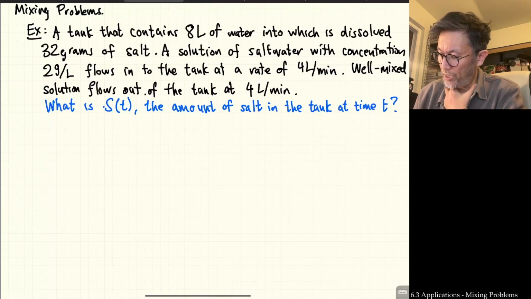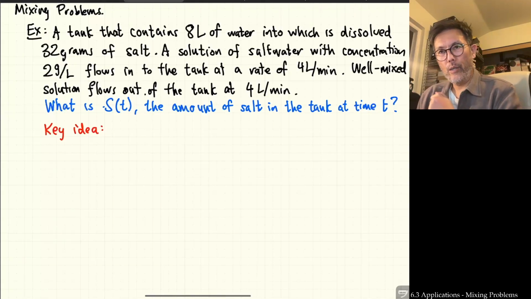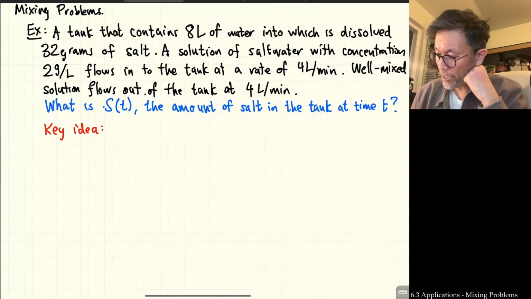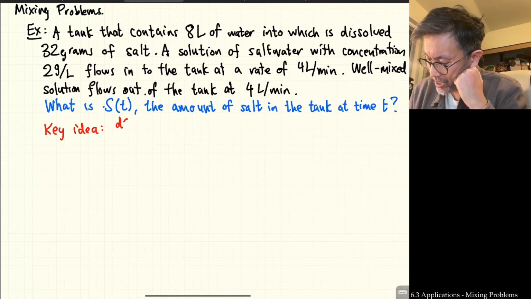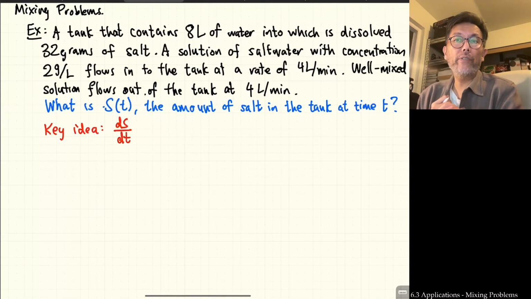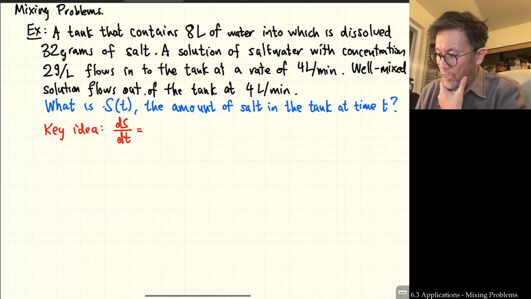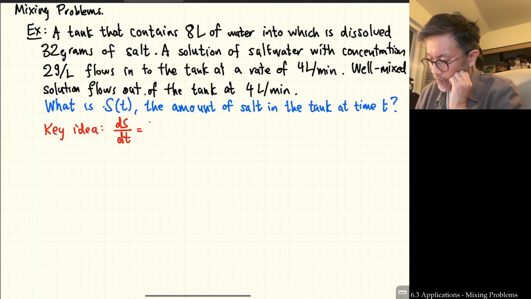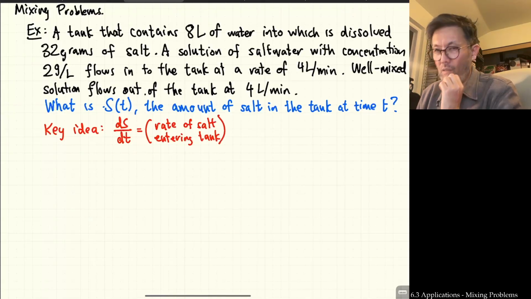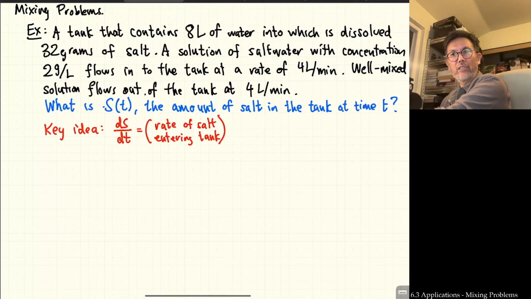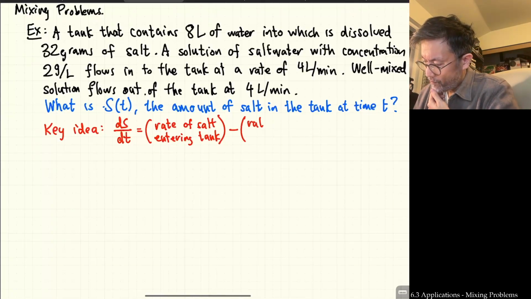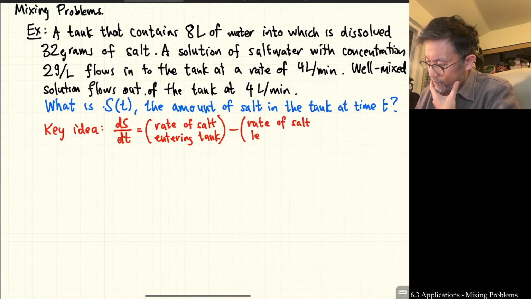First, we're going to write down a differential equation. So, key principle, key idea: if you want to know the rate of change of something, so in particular dS/dt in this case, the rate of change of the amount of salt present in the tank, then we should measure the rate at which salt is entering the tank minus the rate at which the salt is leaving the tank. I think this is very sensible, right?